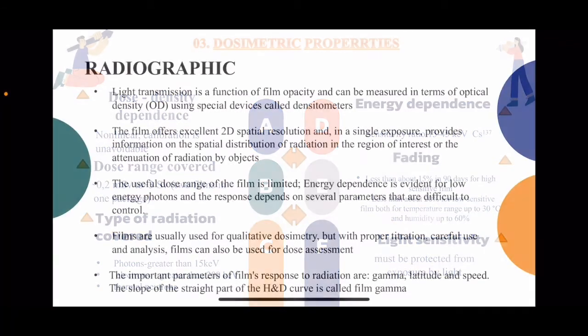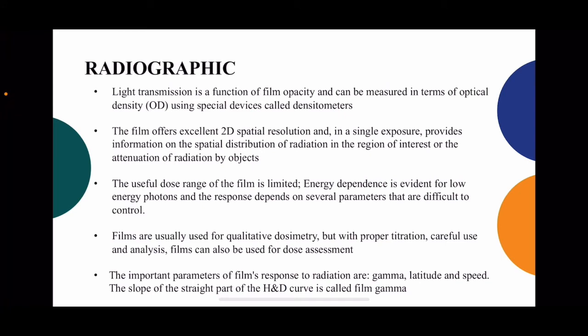Now, radiographic film. Light emission is a function of film opacity and can be measured in terms of optical density using a special device called a densitometer. The film offers excellent 2D spatial resolution in a single exposure. It provides information on the spatial distribution of radiation in the region of interest or the attenuation of radiation by objects. The useful dose range of the film is limited.